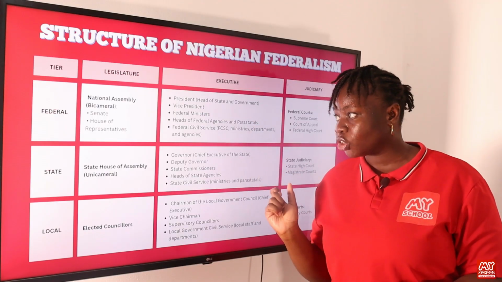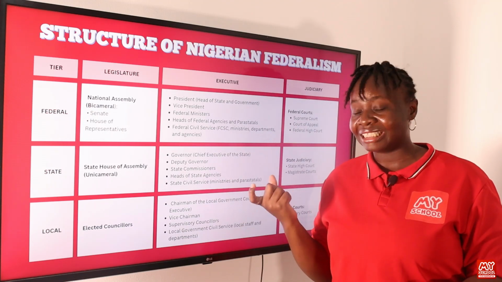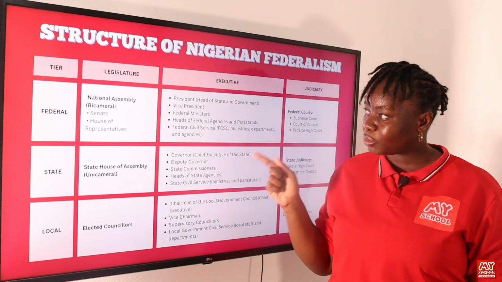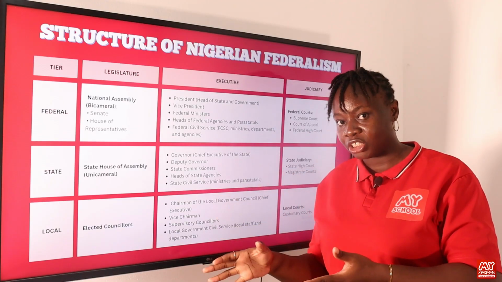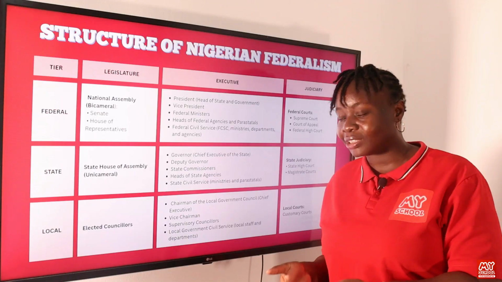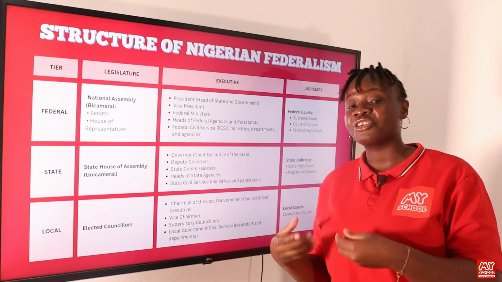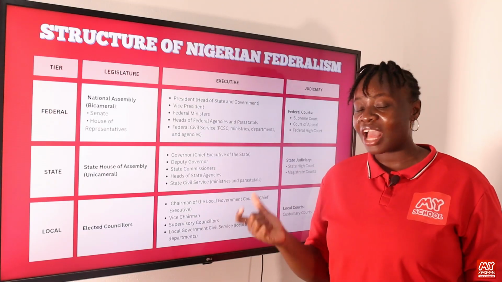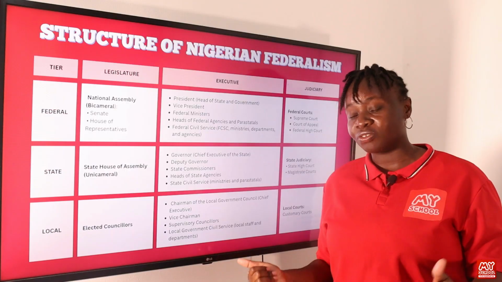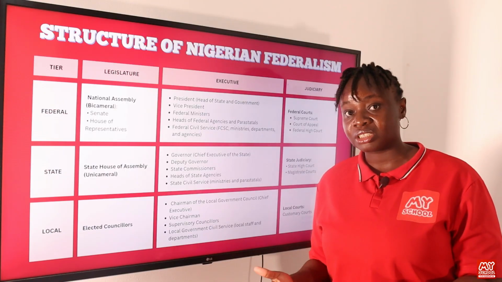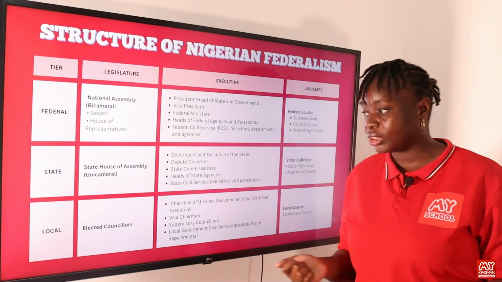We have the state commissioners, who are the leaders of the various state ministries in the state civil service. So he's a representative of the federal ministers. Just as we have Minister of Education, we have Commissioner of Education for the states. Then we have heads of state agencies. There are agencies that have been created within the states, and we need managing directors and director generals to head each of these agencies, each of these parastatals within the states. So they are also part of the executive.